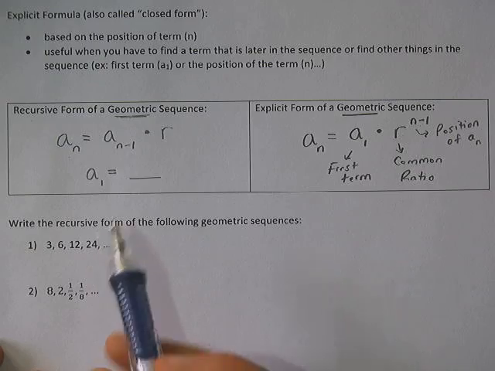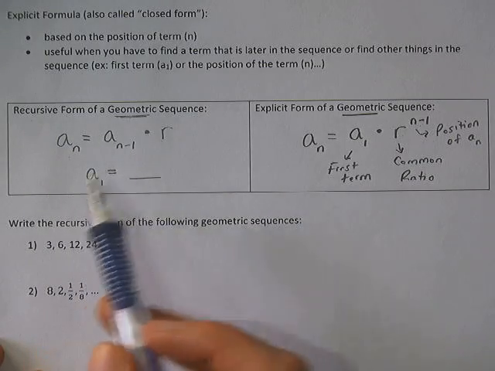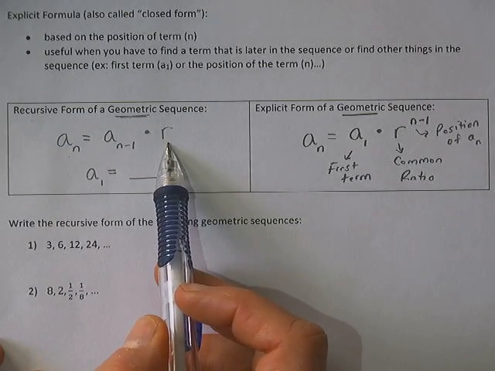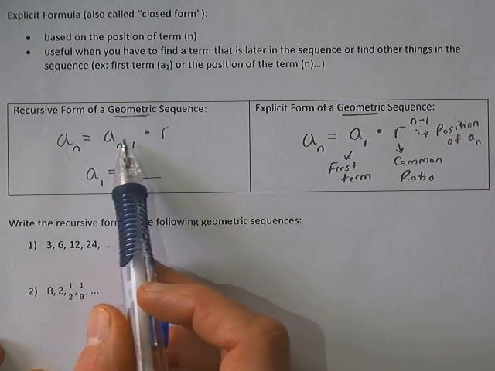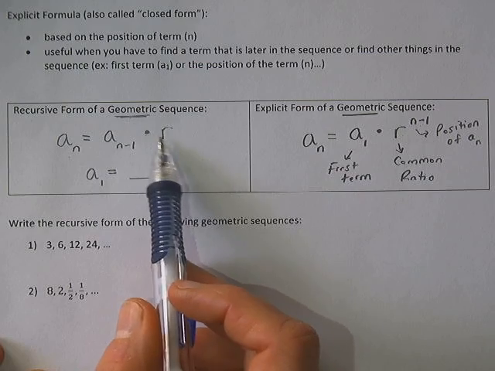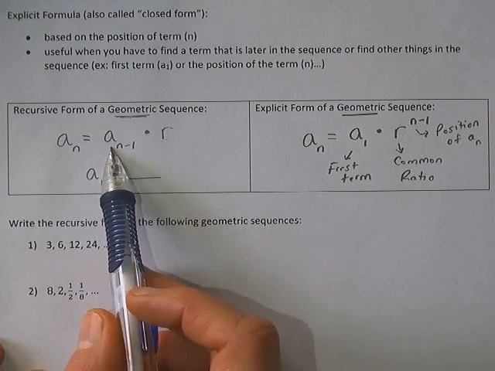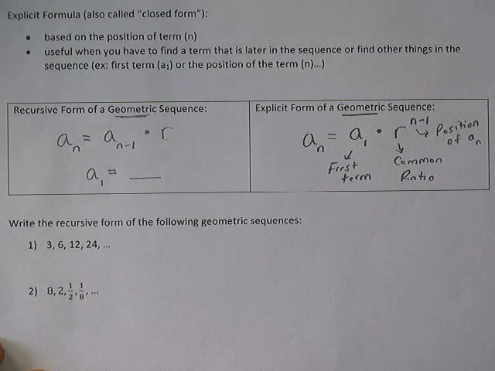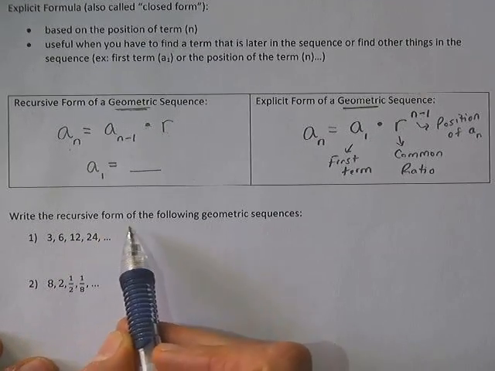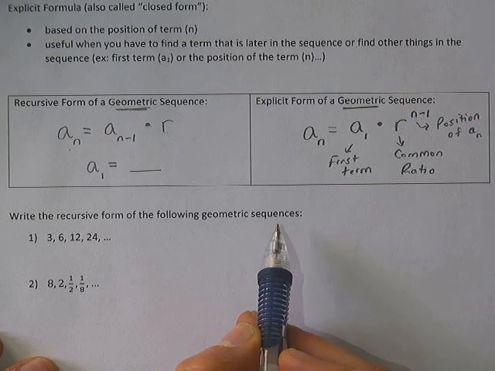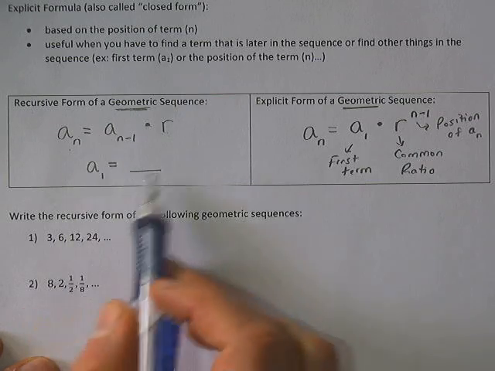Okay, so remember the recursive form. You're multiplying by a constant number. So to write it in this form, you're going to take your previous term and tell what you're multiplying by to go from the previous term to the next term in the sequence. So when it asks a question like this, it says, write the recursive form of the following geometric sequences. Then you're going to be looking at this.